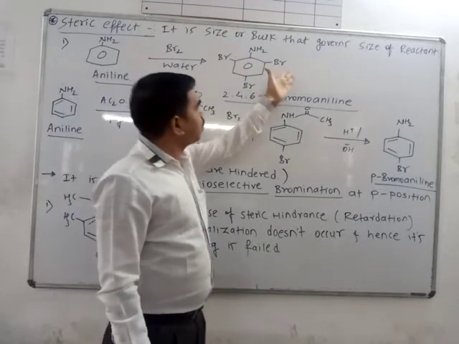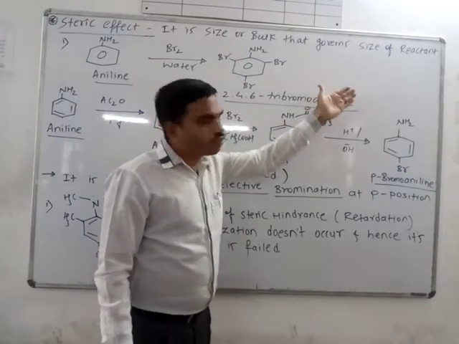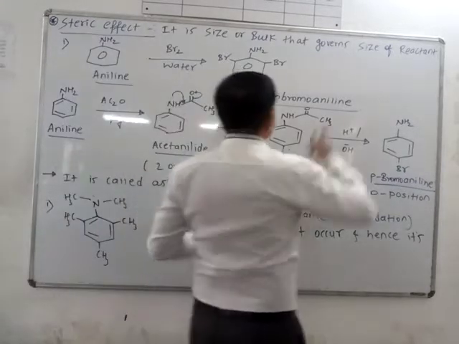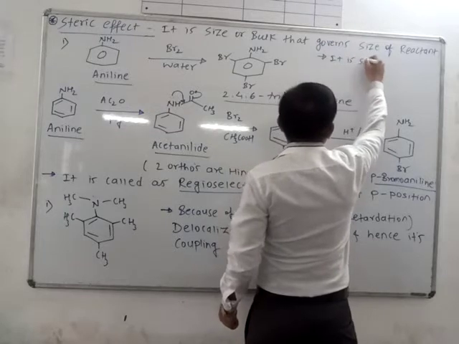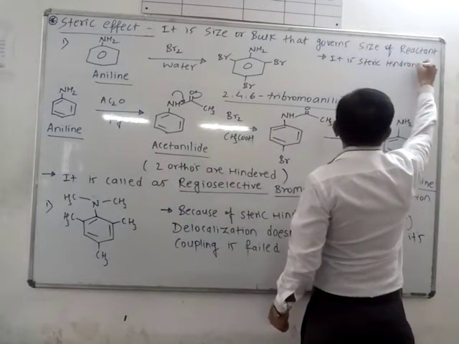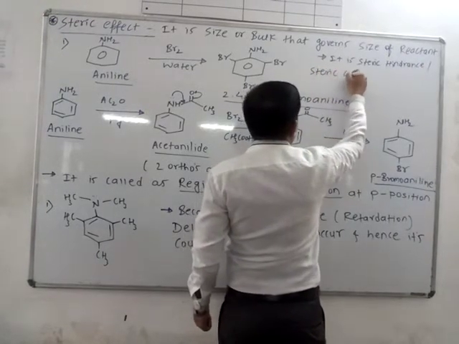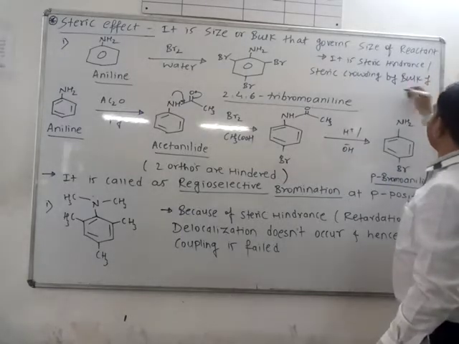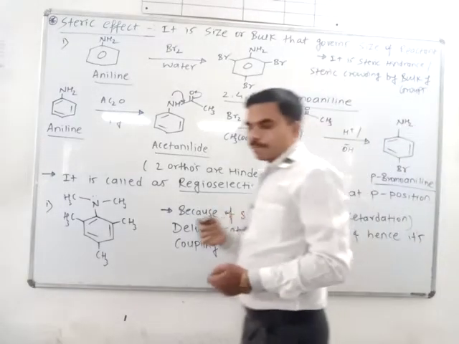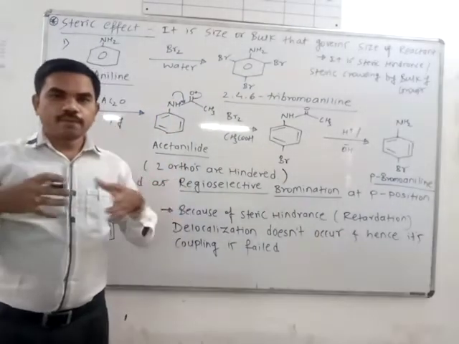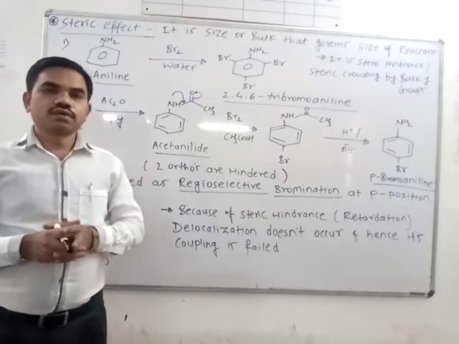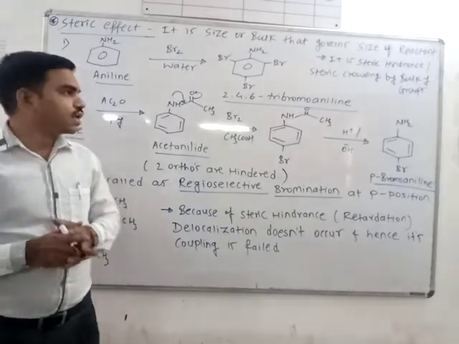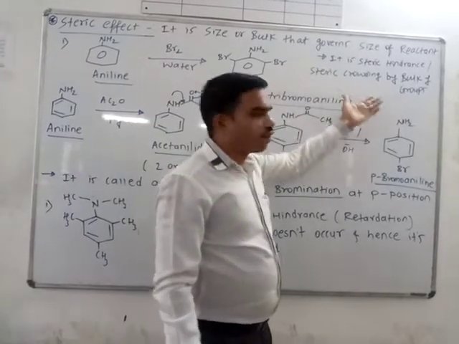It is the size or bulk that governs the reactivity of the reactant. You can say it is steric hindrance, or steric crowding by bulky groups. Okay, so if a certain group is very bulky, and due to that some reaction doesn't occur, then that effect is known as what? Steric effect, steric crowding, steric hindrance, all of the same meaning. So it is a steric hindrance, steric crowding by the bulky groups.